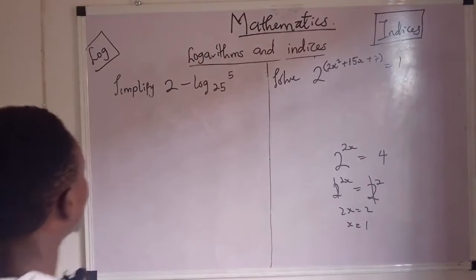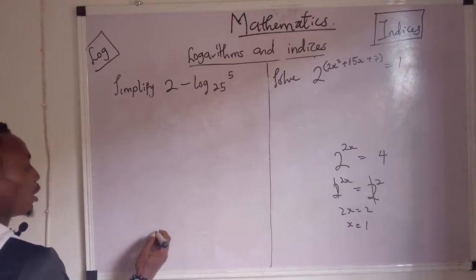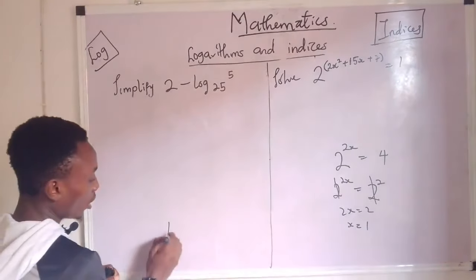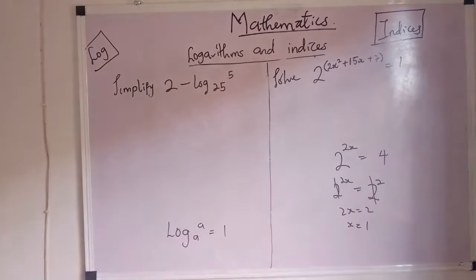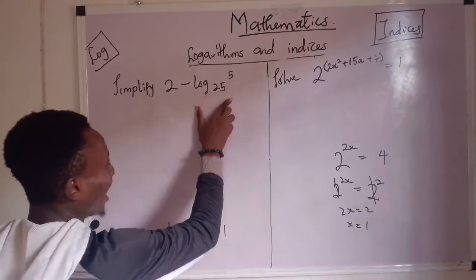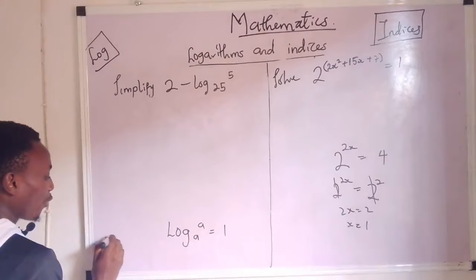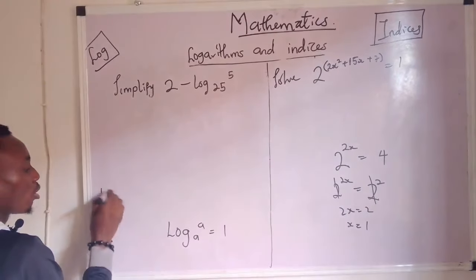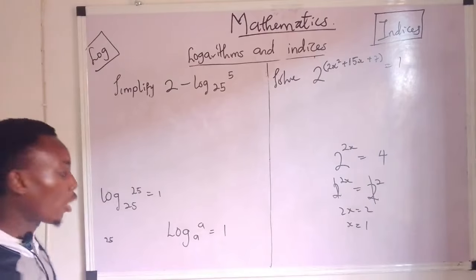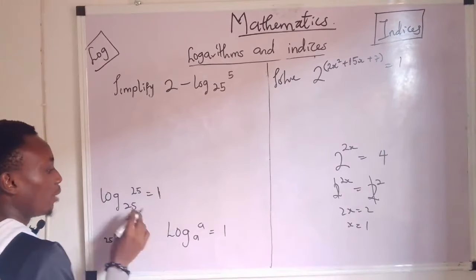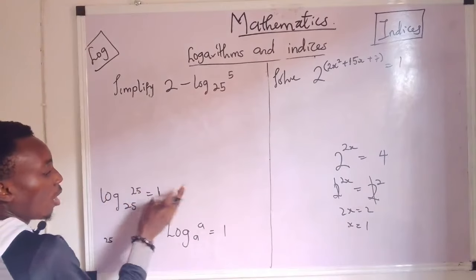Very quickly, looking at this one, first of all, there's a law that I gave you in your logarithm and told you to take note of, which is what? Log a to the base a is equal to 1. Now, look at this particular logarithm here. What is the base value here? That's the first question you should ask yourself. The base value here is 25. Now, we can safely say log 25 to the base 25 is equal to 1. According to this law, as long as the base value and this value are equal, the logarithm will be equal to 1.